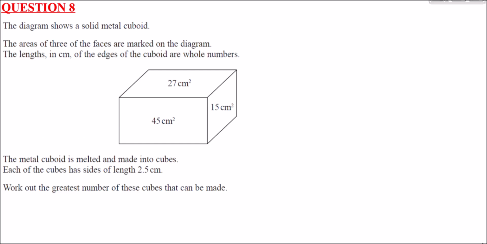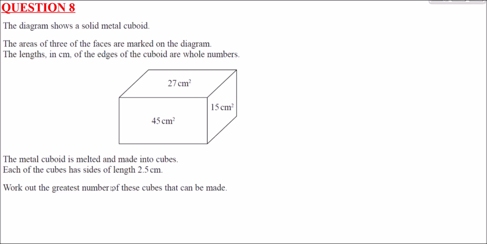Question 8. We've got a diagram of a solid metal cuboid. So we're told that the areas of the three faces are marked on the diagram, which they are. 45 cm squared for the front face, 15 for the side, and 27 for the top. Now the lengths in centimetres of these edges are whole numbers, and this is going to be key to being able to answer this question. The metal cuboid is then melted down and made into small cubes. Each of the cubes has sides of length 2.5 centimetres.